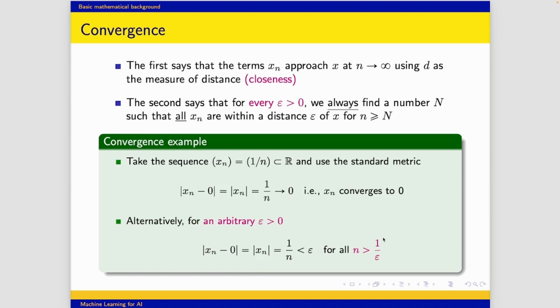Whatever the value of epsilon, we just divide 1 by that value. And for all n greater than this 1 over epsilon, all of the xn's will be within a distance of epsilon from the limit point 0.